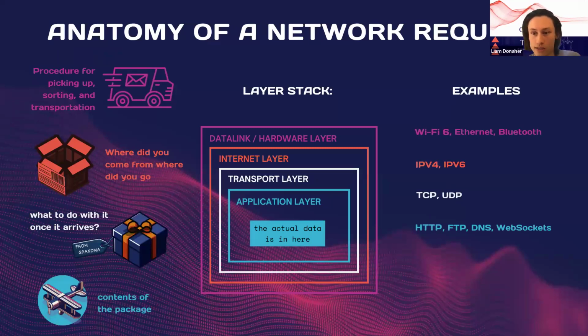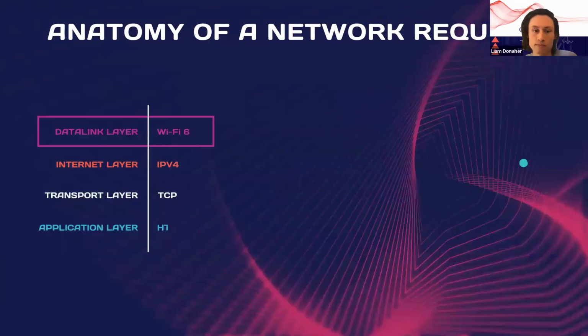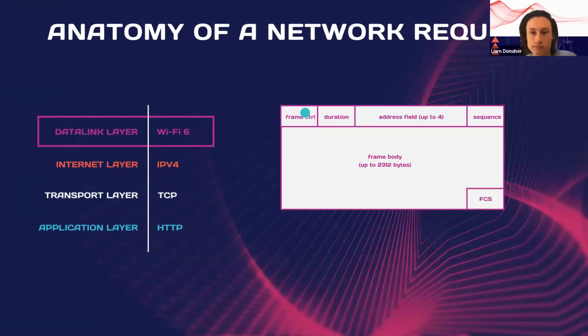And now we're going to use one type of protocol from each of these layers and construct exactly what a full request would look like. So first, we'll go through the data link or hardware layer, and this will tell the data how to move over the network hardware, in this case, through the Wi-Fi network.